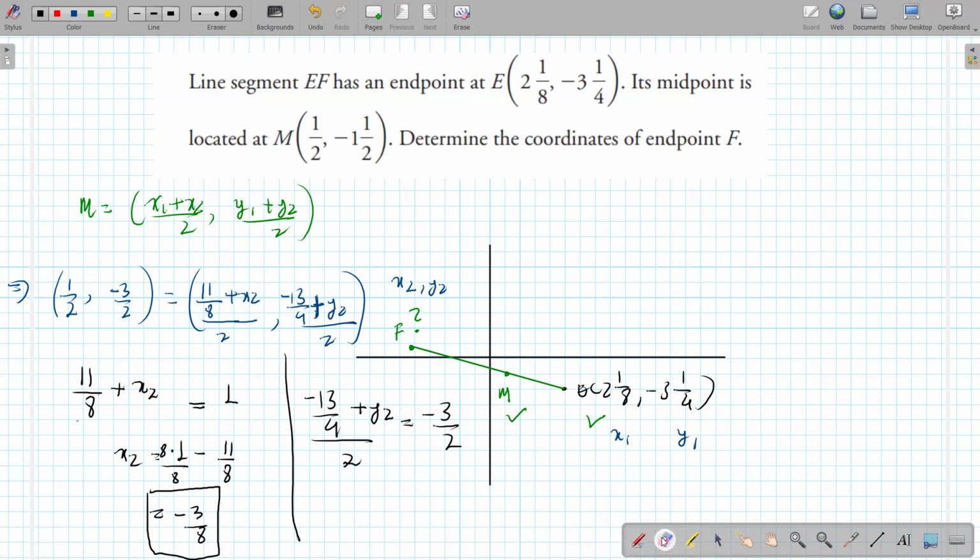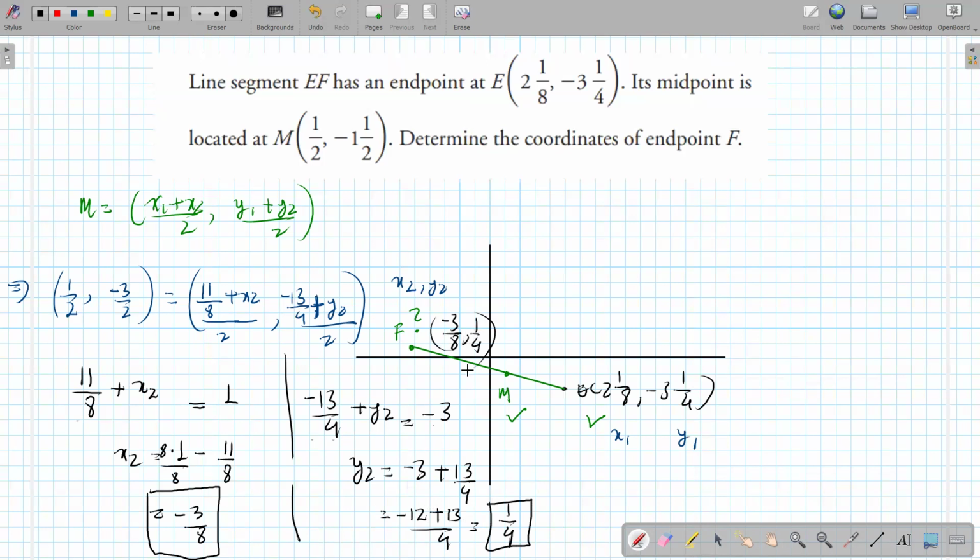And in the same vein, we're also going to find our y2. Multiply both sides by 2. The denominators disappear completely. And then subtract, or I guess you add 13 over 4 on both sides. What's the LCD between these two terms? 4. So this becomes negative 12 plus 13 over 4. So the other point is 1 over 4. And there we go. That point there is negative 3 over 8 and 1 over 4. So that's how you can solve when a coordinate is missing, given the midpoint. It's just this formula. And we're done.